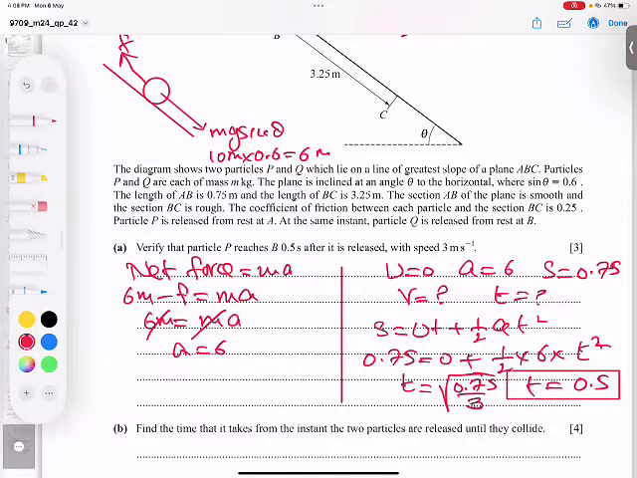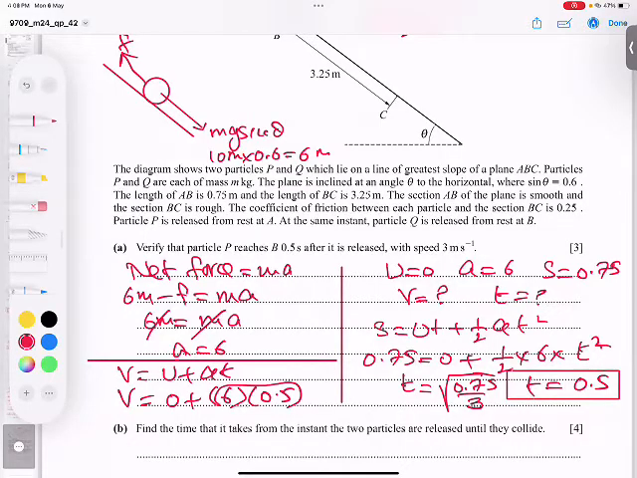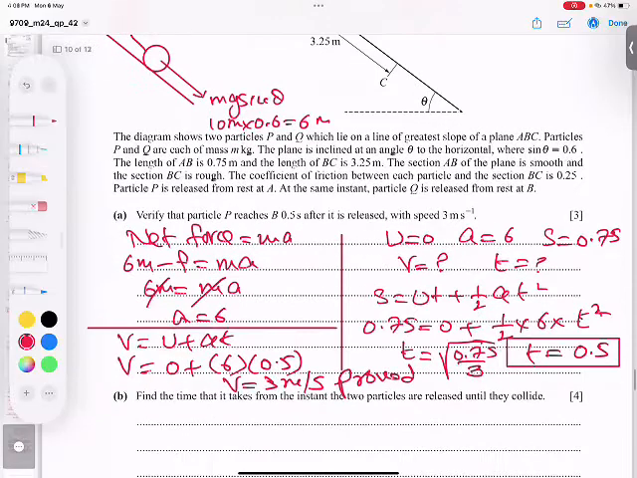And with this answer, I'm going to plug into another formula, v equals u plus at. V is unknown, u is 0, acceleration is 6 and time is 0.5. Half times 6 is 3. So Alhamdulillah, this is also proved. Okay, so let's go for the next point.